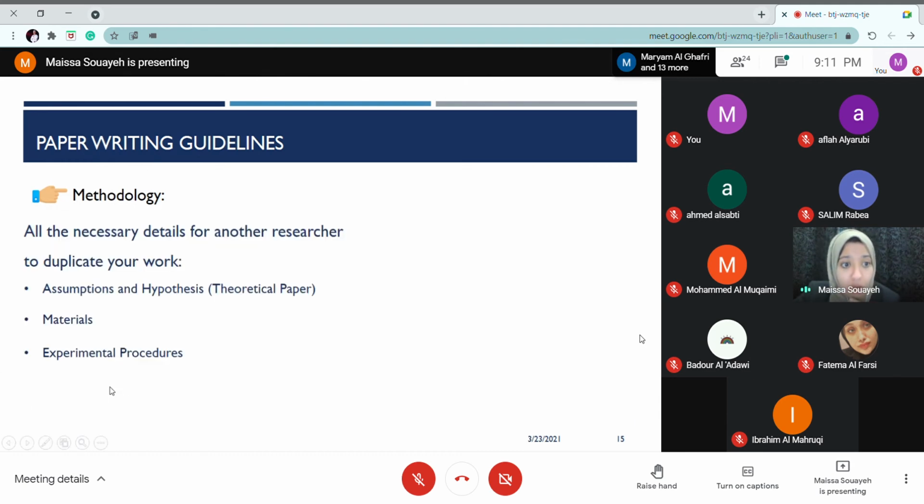Okay, so this is all about the introduction. Now the methodology section, which in some cases is called materials and methods. Methodology is simply a section where you should give all the necessary details and information that is sufficient for another researcher to duplicate your work. In other words, you need to give the details of everything you've done, so it is easier for any researcher who reads your paper to duplicate your work. This is done by providing all the assumptions and hypotheses.